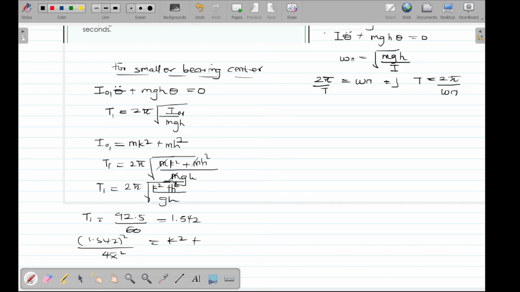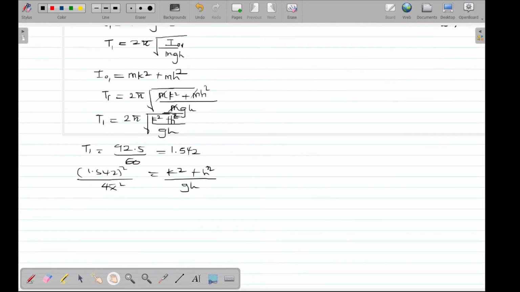So from here we can say 1.542 squared all over 4 pi squared is equal to k squared plus h squared all on gh. So I squared both sides to take the square root out. This one will become 4 pi squared, and the period is what I found to be 1.542 squared here, and I have this here. So I want to have a single equation that I can deal with.